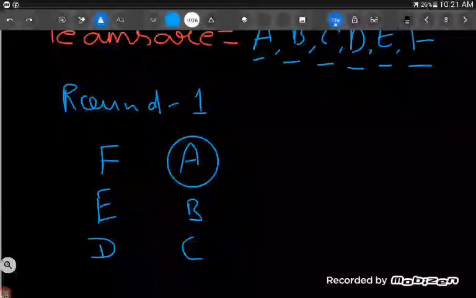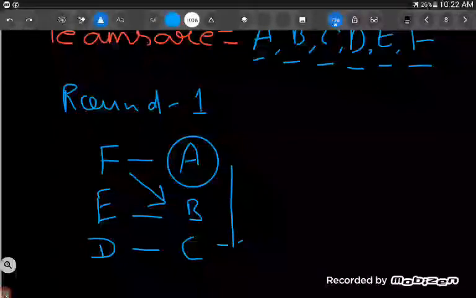I have discussed today that all teams will rotate clockwise. This is the fix. Here team A is fixed. Remaining teams will rotate clockwise. This is the first round fixture completed. These arrows are very important.